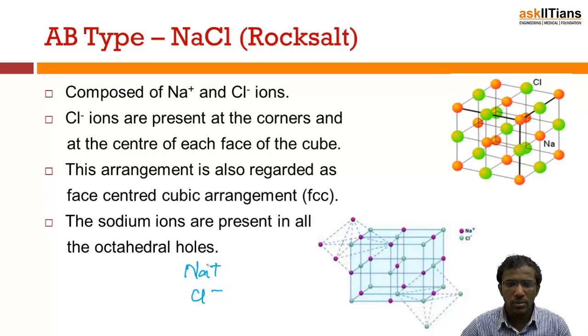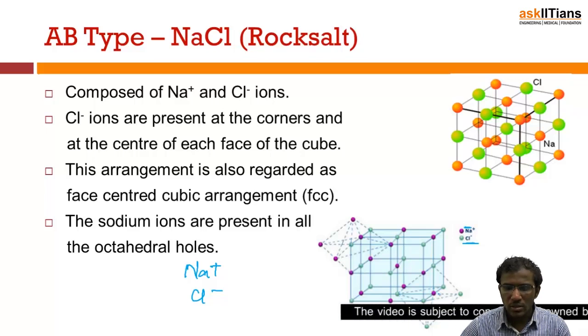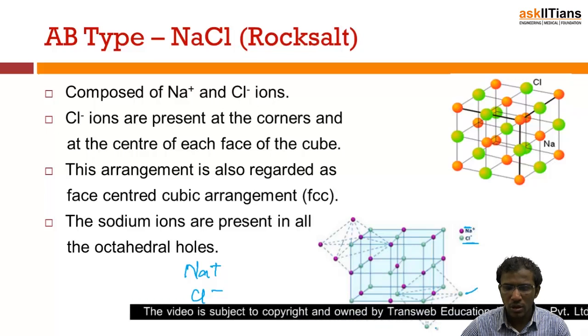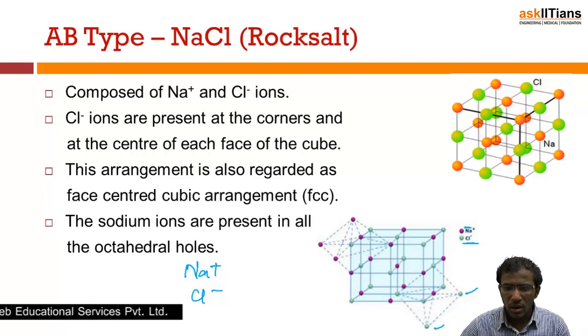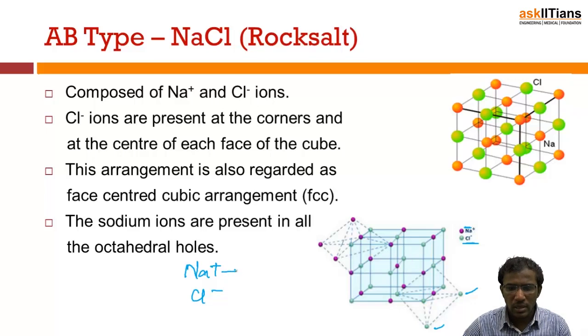If you take the sodium ion, it is the one shown in this color. If you see, it is surrounded by 6 chloride ions. The chloride ions are shown in this blue color and the sodium in some gray color. So each sodium ion is surrounded by 6 chloride ions. 2 of these chloride ions belong to the neighboring unit cells, but the other 4 belong to this particular unit cell.